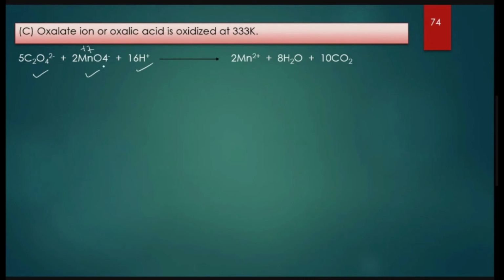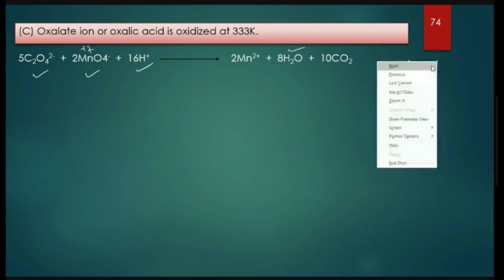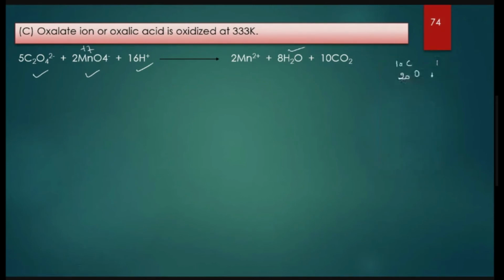8, 2 into 4 is 8 oxygen atoms, to form 8 H2O. And then here 5 into 2, 10 carbon atoms, with 5 into 4, 20 oxygen atoms. This leads to the formation of 10 CO2. So this is how it converts oxalate ion into carbon dioxide.